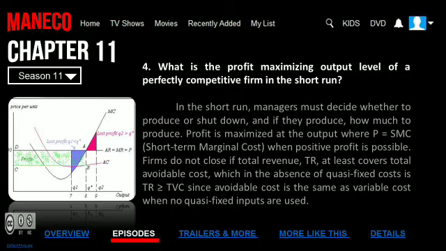4. What is the profit-maximizing output level of a perfectly competitive firm in the short run? In the short run, managers must decide whether to produce or shut down, and if they produce, how much to produce. Profit is maximized at the output where price is equal to the short-run marginal cost when positive profit is possible. Firms do not close if the total revenue at least covers the total avoidable cost, which is the total variable cost when there are no quasi-fixed inputs.